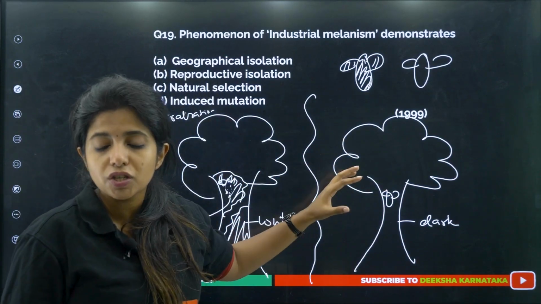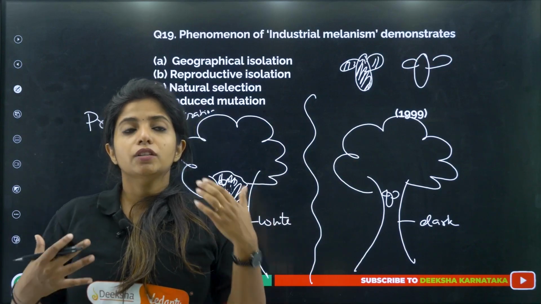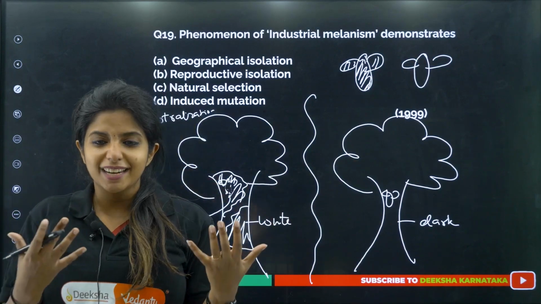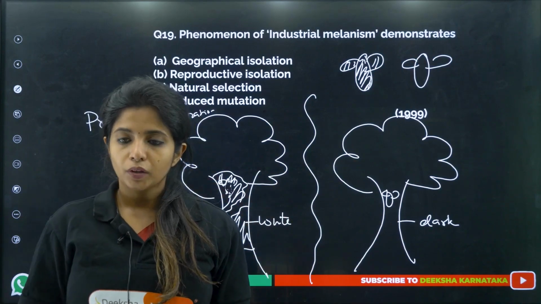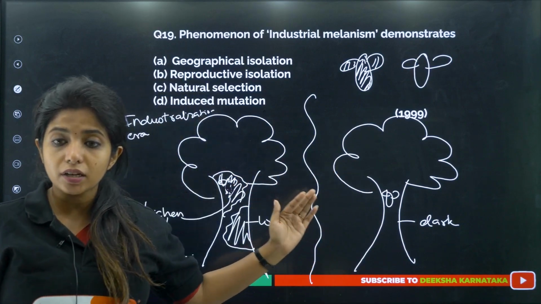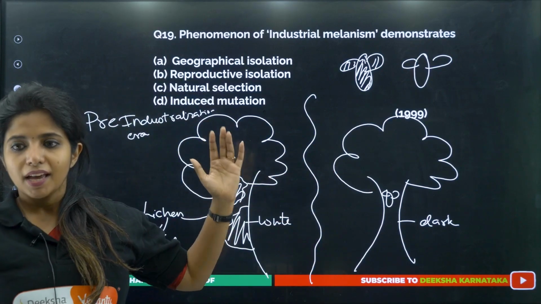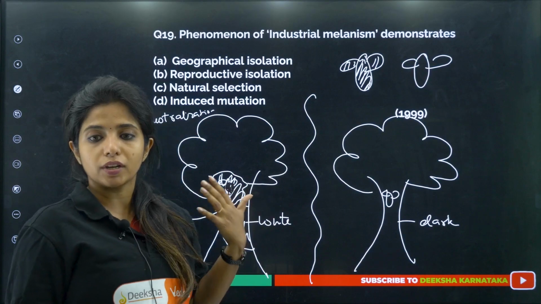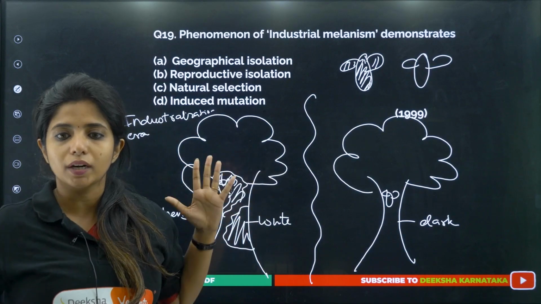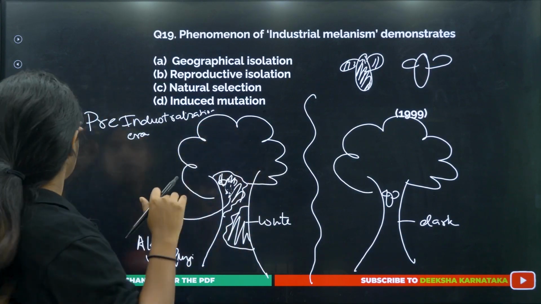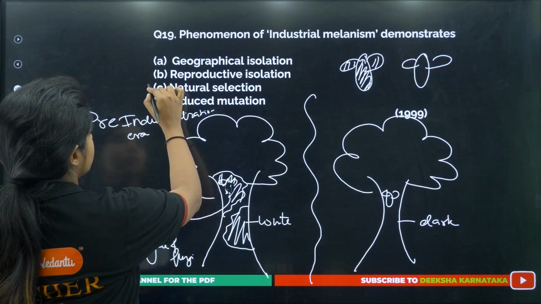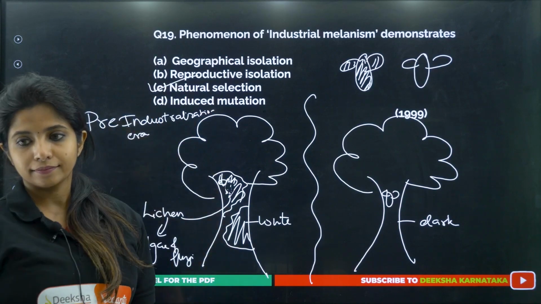So this is known as industrial melanism. Melanin is the thing that is responsible for skin pigmentation, the coloration of the skin. So this is what you mean by industrial melanism, and this demonstrates, children, natural selection. Nature itself is selecting the best one. Survival of the fittest. Basically this was given by Darwin. You have to remember it.